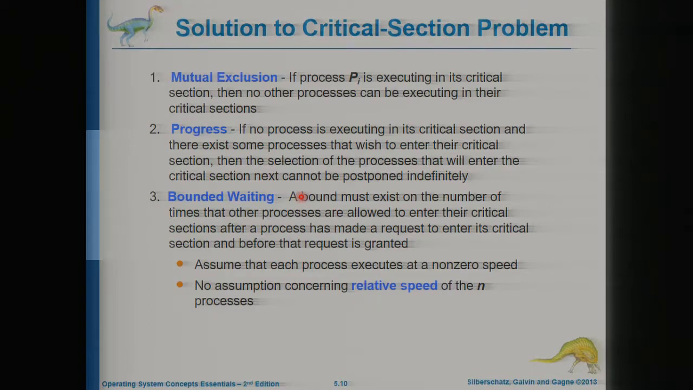Next one is bounded waiting. Among all the processes that are waiting to enter into the critical section, those processes who have already entered the critical section cannot enter again. Once a process makes a request to enter the section, the other processes who have entered the section cannot enter again until this process enters. What does this mean? Supposing there are 5 and one person has got an opportunity to use it.